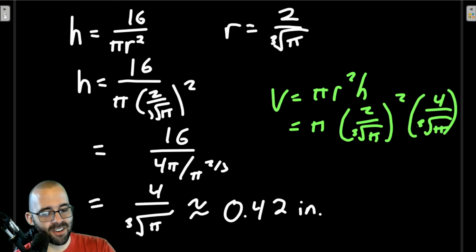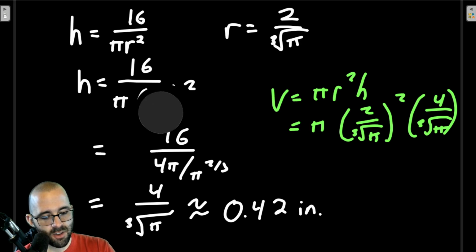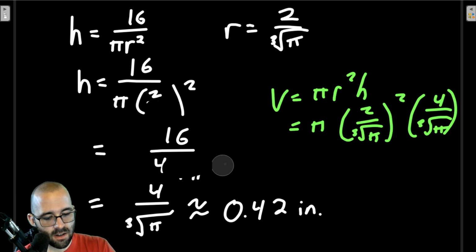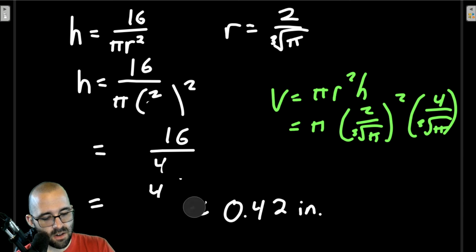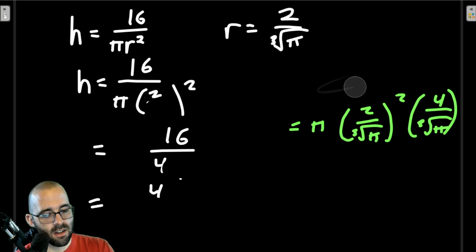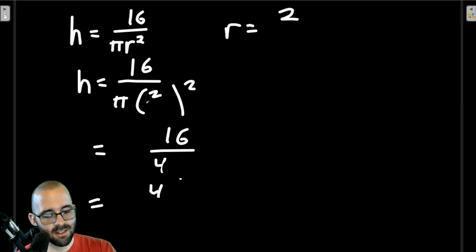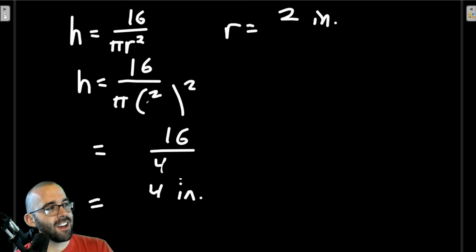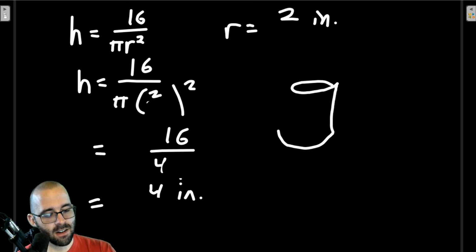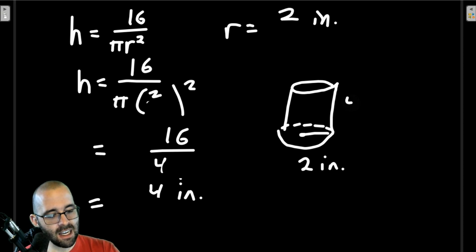Excellent. This is problem solving right here. And then again, the height is that divided by, whoa, that was too big, divided by just 2 squared. All right. So it is just 4 right here, 4 inches. So our can has a radius of 2 inches and a height of 4 inches, which seems a lot more appropriate. So a little soup can here has a radius of 2 inches and a height of 4 inches.